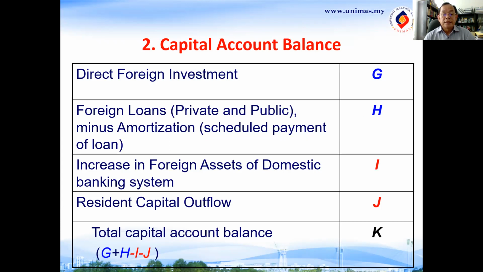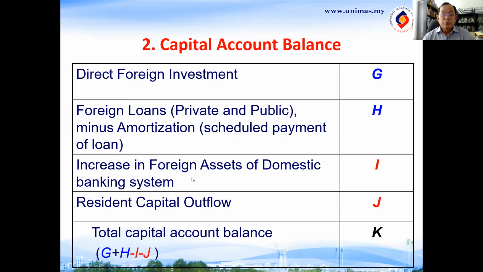Okay, so again, put it in the table just to make it clear, right? So the capital account balance consists of the direct foreign investment. So the more investment there is, the better it is for the country, right? And then the foreign loans. If you can't get foreign investment, then a country may go asking for loans from other countries, both private and public, minus amortization, which is the scheduled payment of the loan, right?